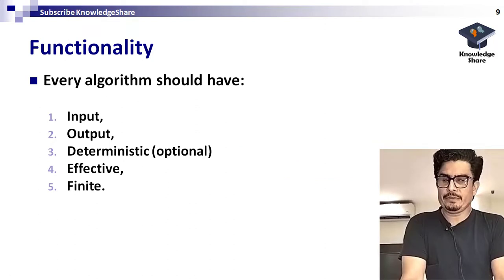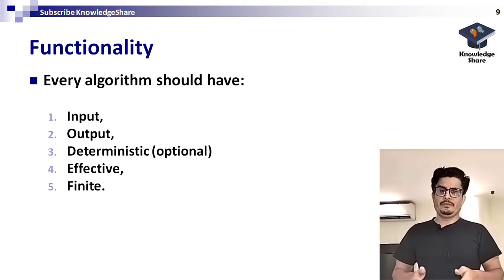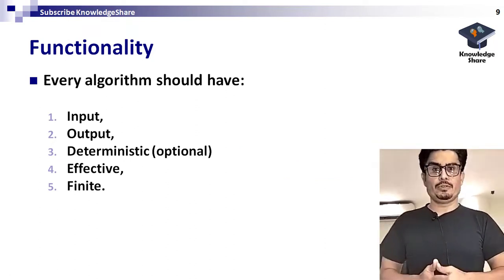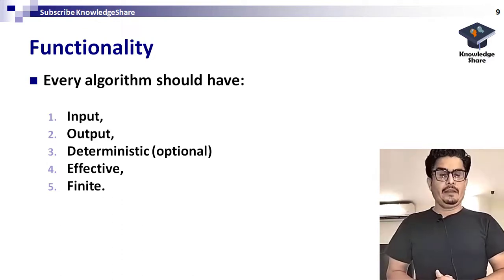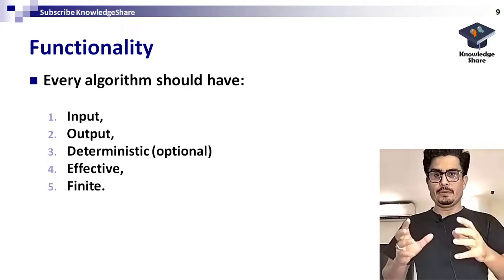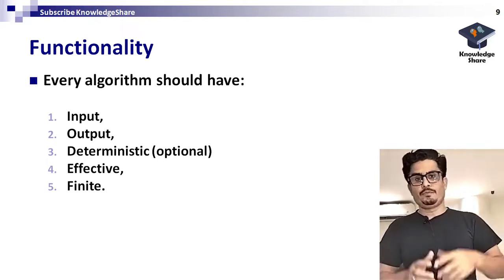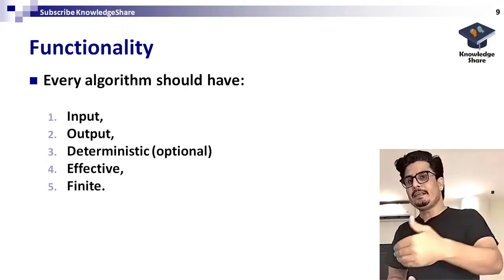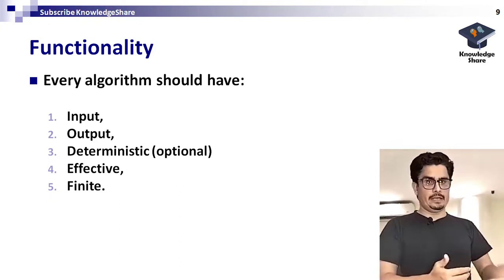It should be effective. Effective means that for the problem we designed the algorithm for, it should solve that particular problem. And finite means that your algorithm should process the problem and provide a solution in a finite number of time. It should not be infinite.